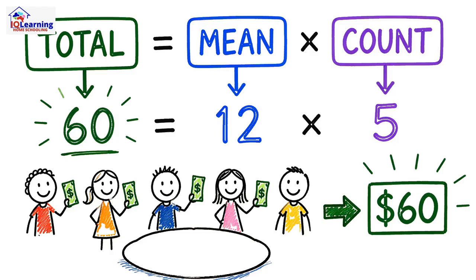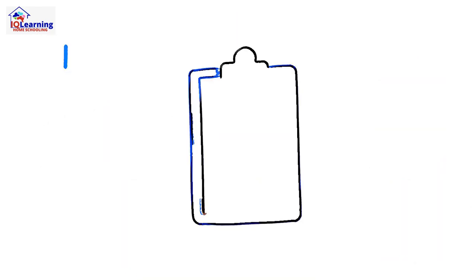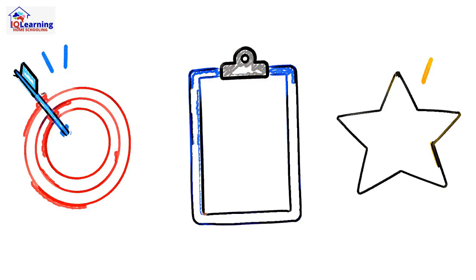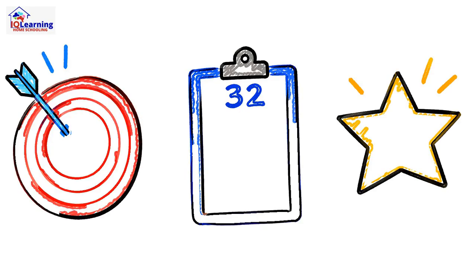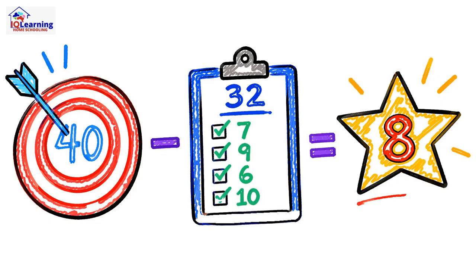So back to your test. Your target mean is 8 across 5 tests. The target total you need is 8 times 5, which is 40 points. Right now, your 4 scores add up to 32. So what's the missing score? 40 minus 32. You need exactly an 8 on that final test. Find the target total, find the sum you have now, and subtract.